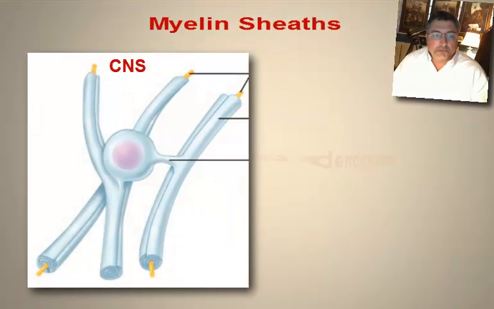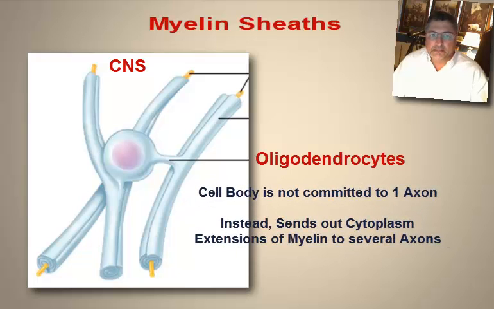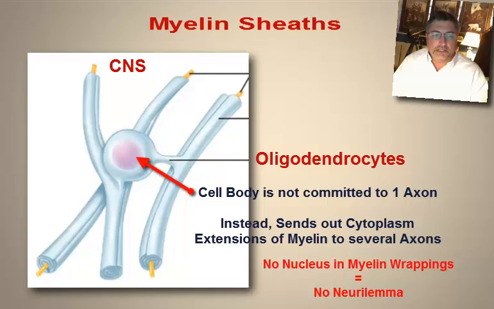In the central nervous system, the Schwann cells are replaced by oligodendrocytes, and they produce the myelin sheath. Now, if you recall, the oligodendrocyte is not committed to a single axon. Instead, the cell body stays outside and sends cytoplasmic extensions to a number of neighboring axons. For this reason, there'll be no neurolemma associated with the myelinated axons in the central nervous system.